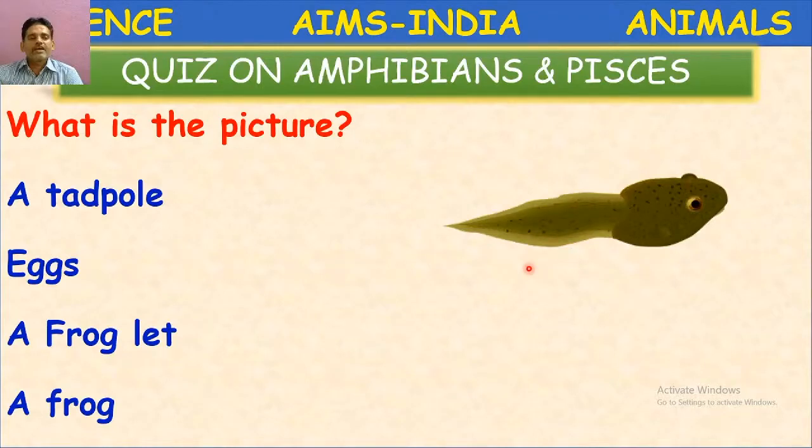tadpole. In the beginning only we studied the tadpole is the larva of a frog. It respires through gills. It has a tail. Okay. It develops into frog, froglet, then adult frog. So the first stage eggs hatch into tadpole larva. This is the tadpole larva. Next question.